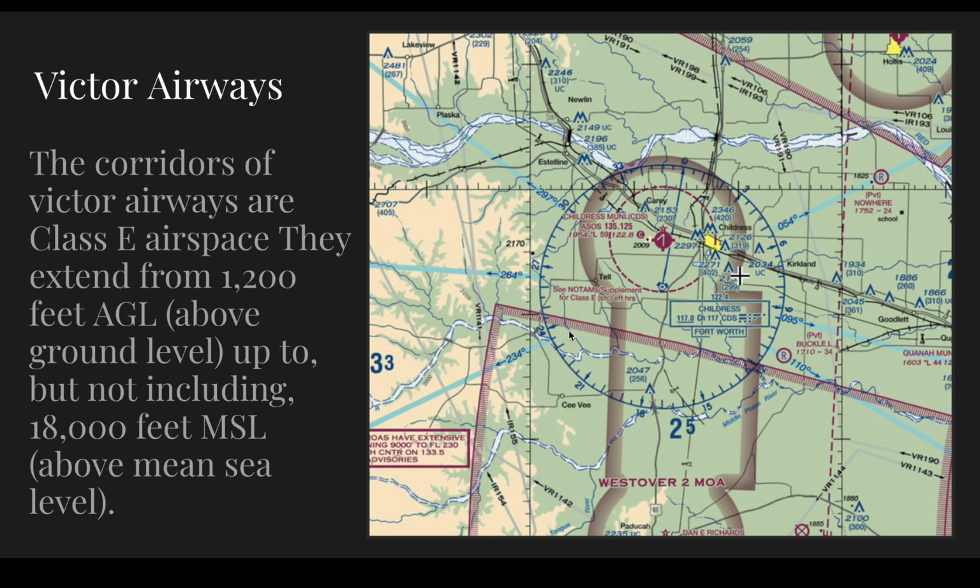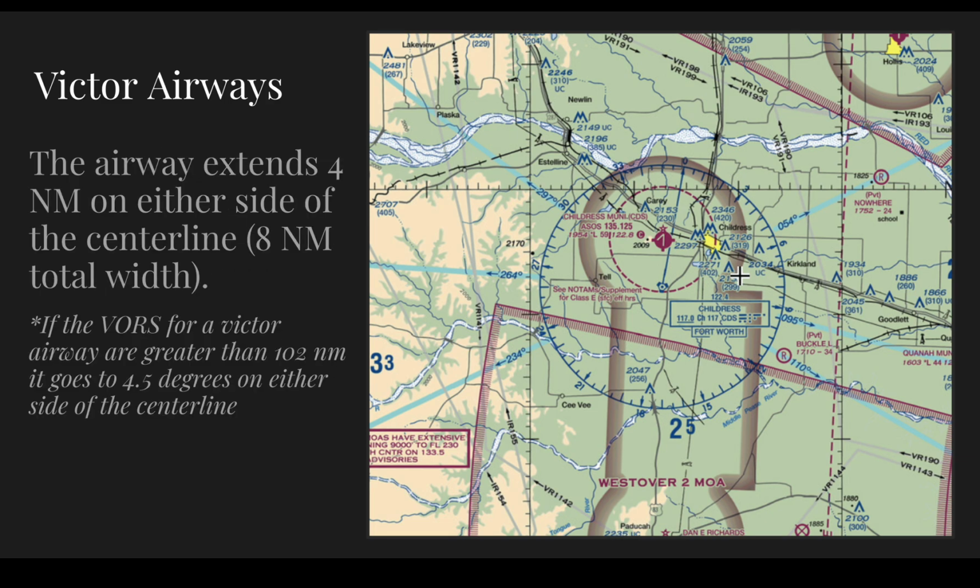Just so you know, when it comes to airspace, like, what kind of clouds and stuff can I be around? It is Class E airspace, and technically the Victor Airway starts at 1,200 feet AGL up to, but not including, 18,000 feet MSL. So AGL on the bottom end, MSL on the top end. Just so you know how wide a Victor Airway technically is, it's 4 miles either side of centerline. And if they're greater than 102 miles apart, then it goes to 4.5 degrees either side.